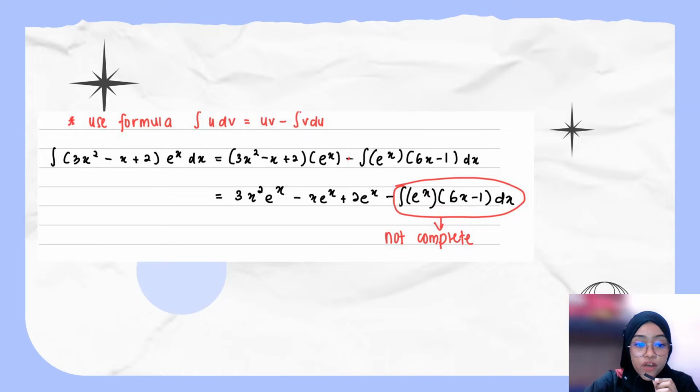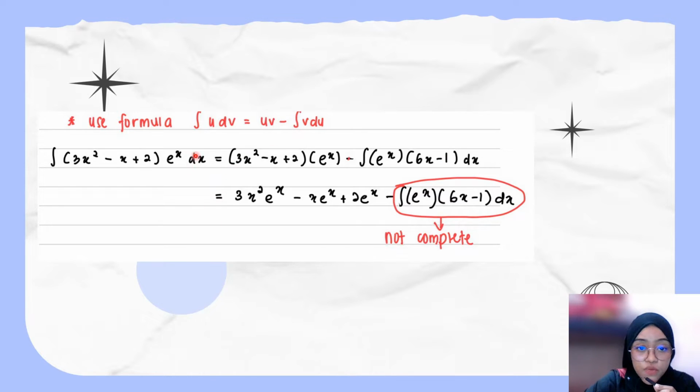After we find all the information of u, dv, du, and v, we use the integration by parts formula, which is the integral of u dv equals uv minus the integral of v du. So the integral of (3x squared minus x plus 2) e^x dx equals uv, where u is 3x squared minus x plus 2 and v is e^x, minus the integral of v, which is e^x, times du, which is (6x minus 1) dx.